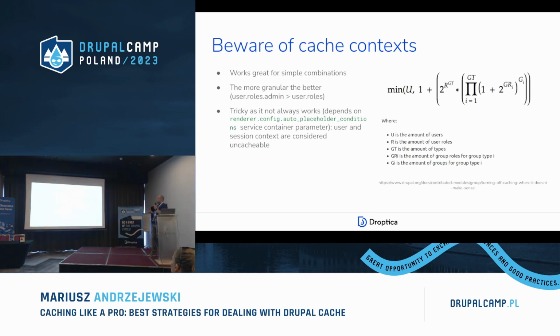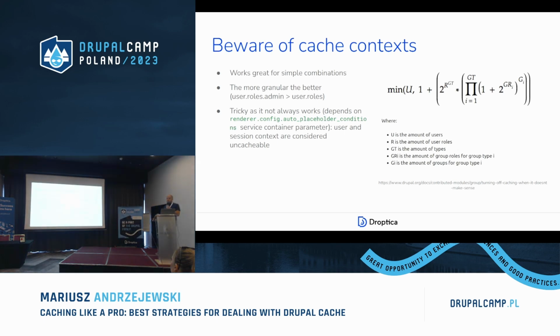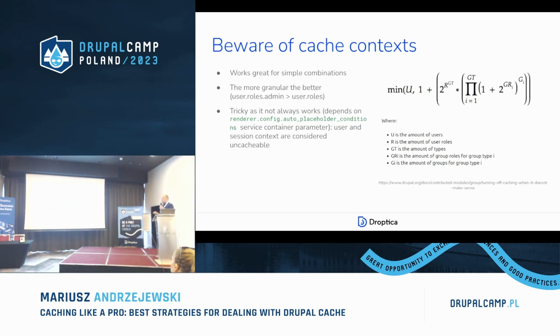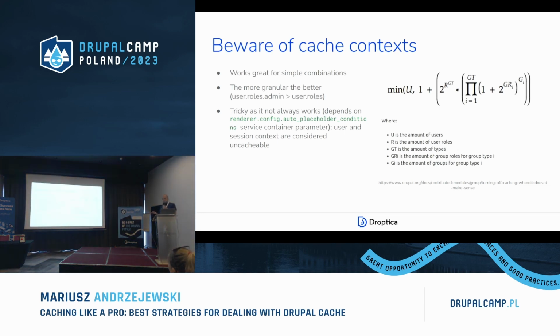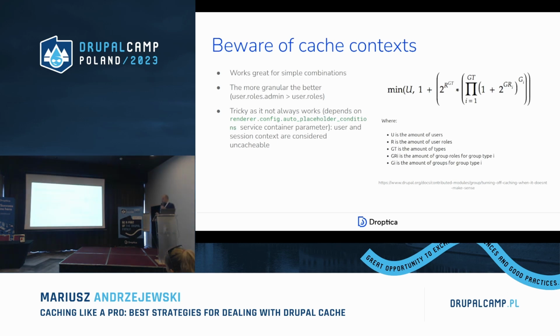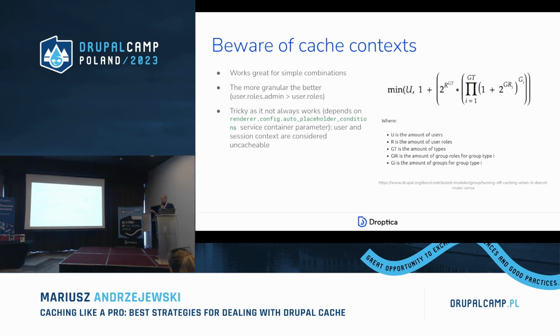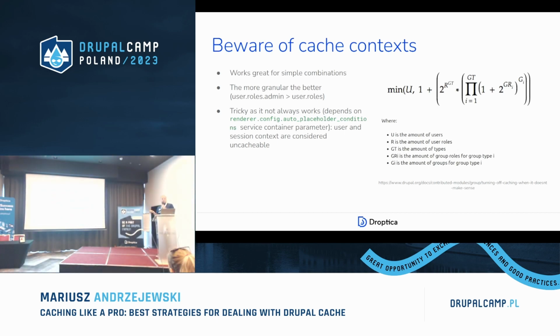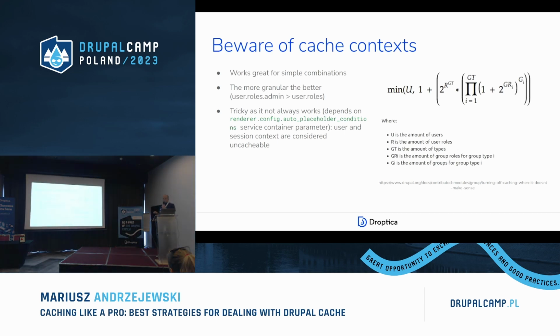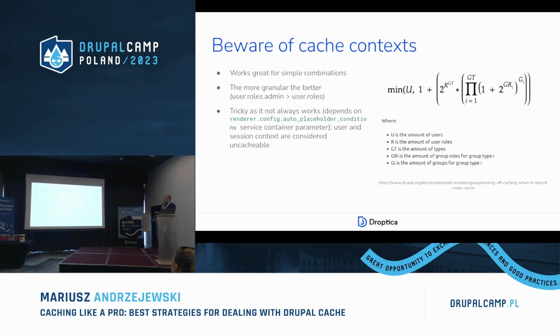Anyway, we should always try to be more granular. So the better we define what needs to be cached, what will be the context, the better for us. So it's always better to define, for example, a particular role, because there will be fewer variations, so the more generic we are, the worse the implementation of the cache.